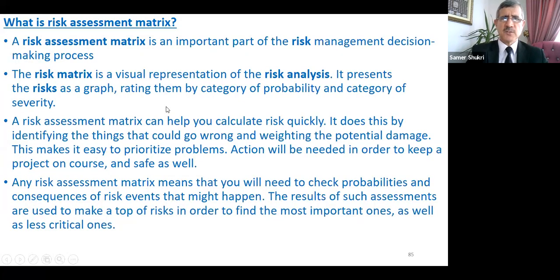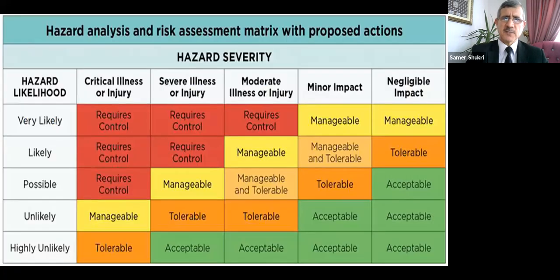Risk assessment also: we have any risk associated with the hazard severity and hazard likelihood. So here is the more dangerous situation, here is acceptable. So we always try, using this risk assessment matrix, to reduce this red one to the green one here, or at least to yellow or orange.